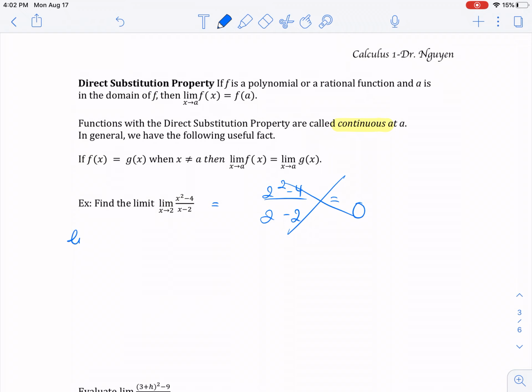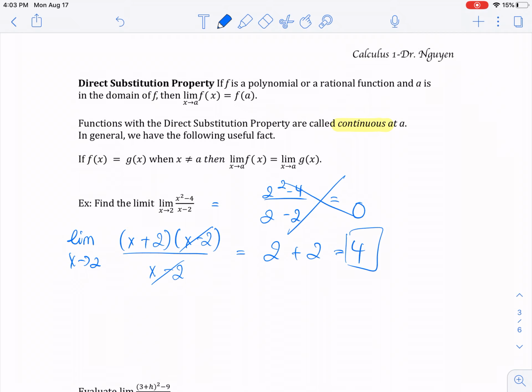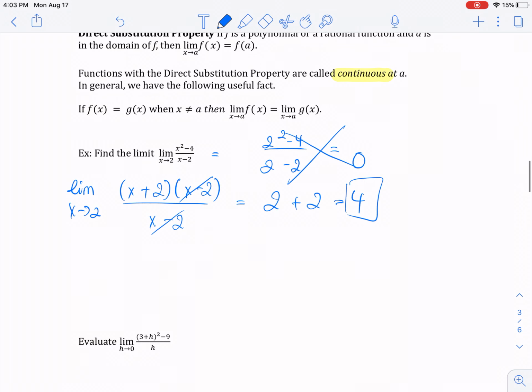So if I simplify the function, this is why we need to master algebra. So you see that x squared minus 4 is x plus 2 times x minus 2. X minus 2 on the bottom, so we can just simplify it, reduce it. So now we use the direct substitution. You get 2 plus 2 is 4. Okay, so make sure you simplify first.